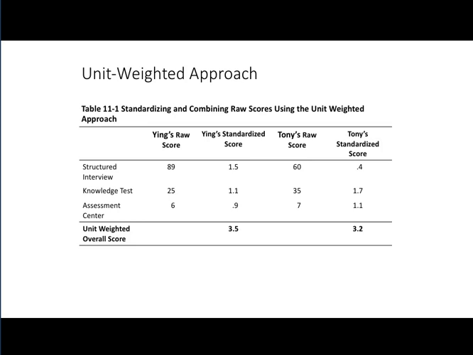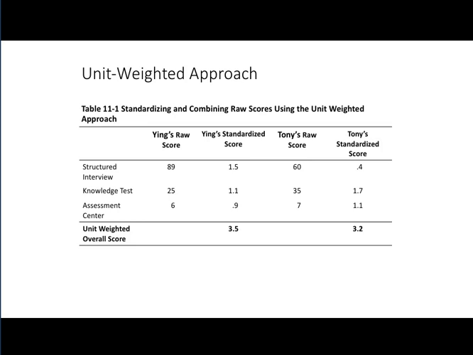But consider if you wanted to weight something a little bit more heavily. So let's say that the job knowledge test was weighted twice as heavily as the structured interview and the assessment center. So you would double the job knowledge score, which for Tony would be 1.7 times 2, that would be 3.4. And for Ying, it would be 1.1 times 2, which would be 2.2. And you would add them up, and you might see a totally different score in terms of who would be better for the job.